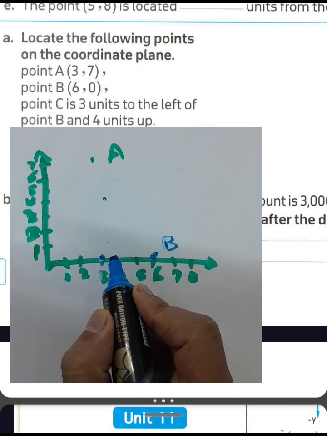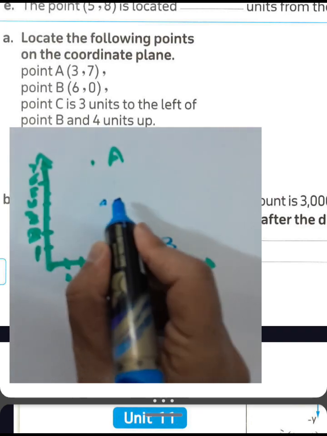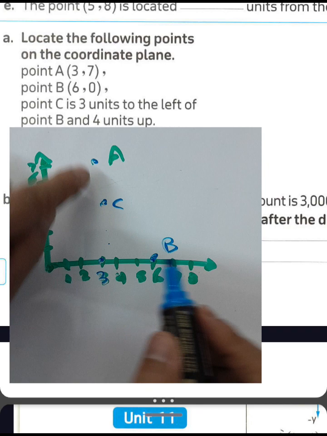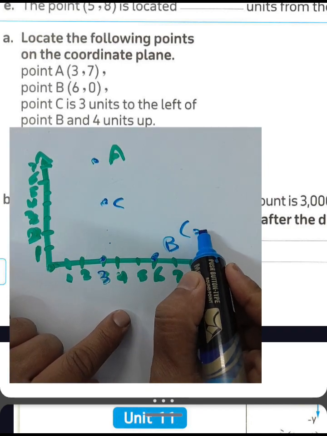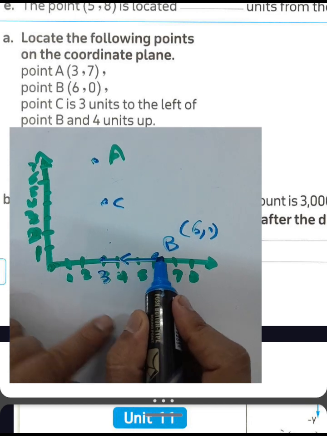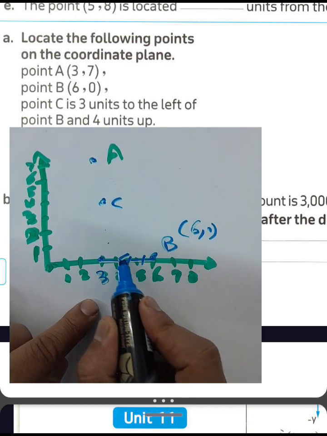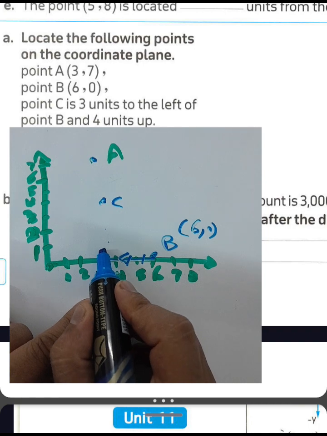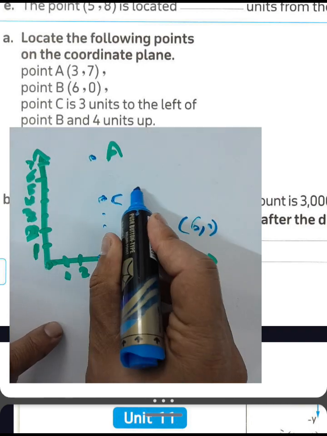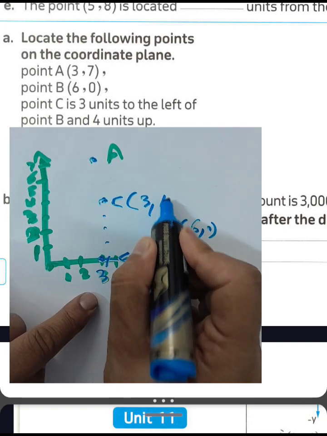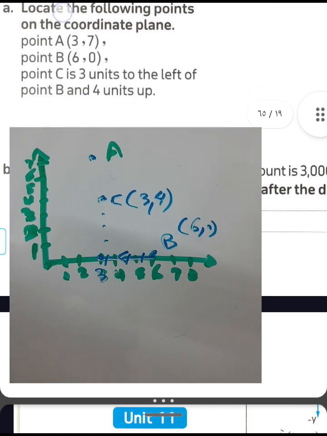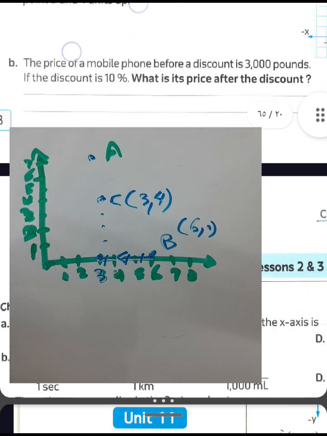It's the point C. Okay, we have the first point 3 and 7, and point B was 6 and 0, and he tells us to move left from this point by 3 units: 1, 2, 3, and then go 4 units up: 1, 2, 3, 4. Then point C here will be 3 and 4. Okay, do you want anything? No, it's exactly the result.